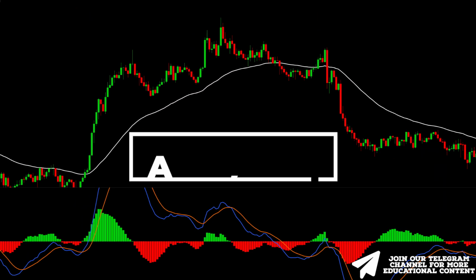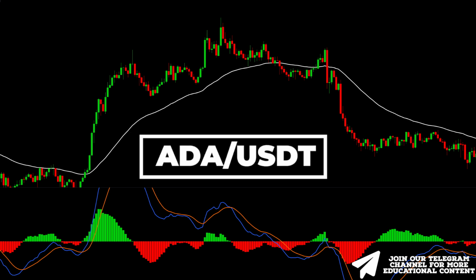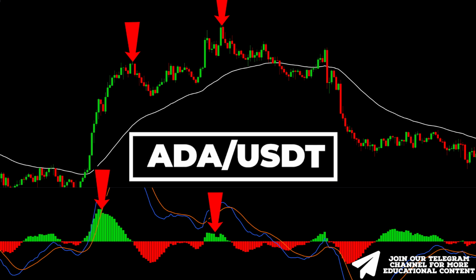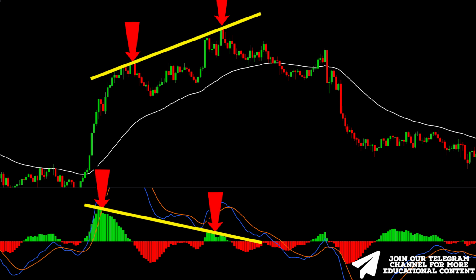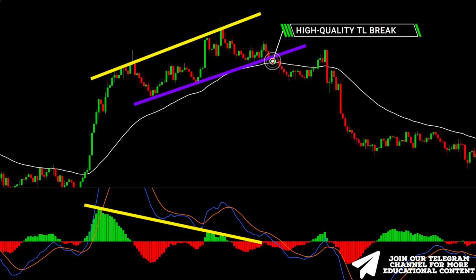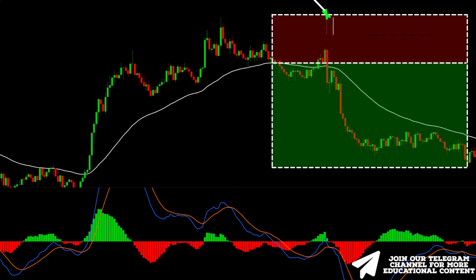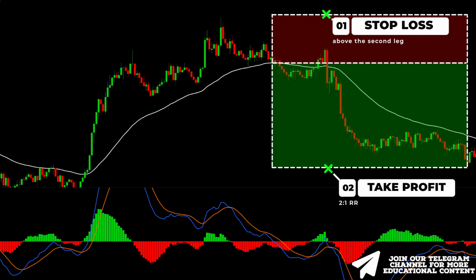Here's Cardano. As you can see, the price has made a higher high, while the indicator's histogram has made a lower high, telling us about a bullish momentum loss. At this point, we should draw a trend line along the bottom and wait for a breakout. And here it is. So, we enter the trade on this candle, placing the stop loss above the second leg and targeting 2-for-1 risk to reward. And the price easily hit our target.